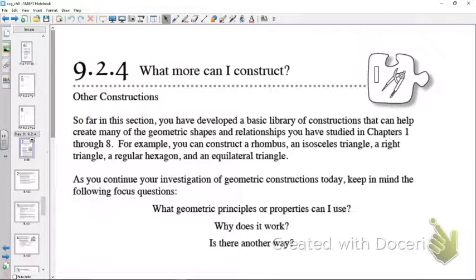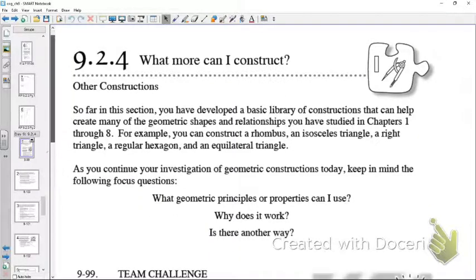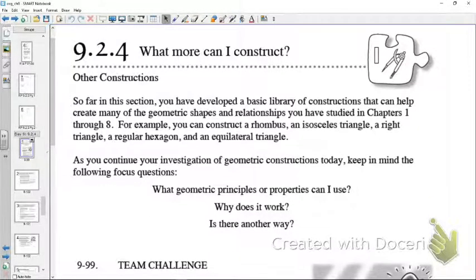Okay, so 9-24, you're pretty much doing all the classwork problems, but again, within each problem, the sub-problems, you might not be doing some of them. So let's just read the introduction. What more can I construct? Other constructions. So this is where we're taking everything that you've learned about creating angles, recreating angles, creating bisectors or perpendicular bisectors, creating arcs, things like that, and you're going to put it together.